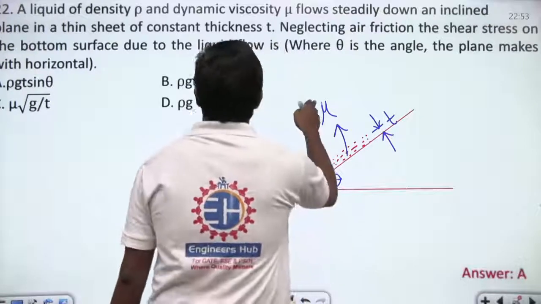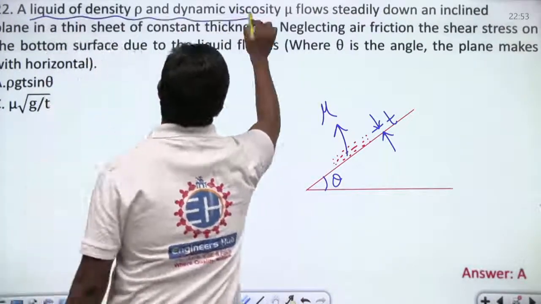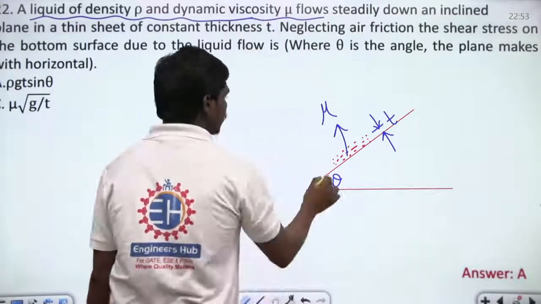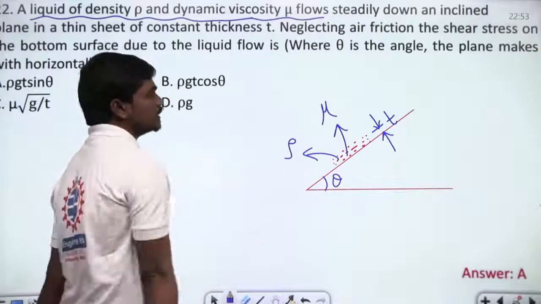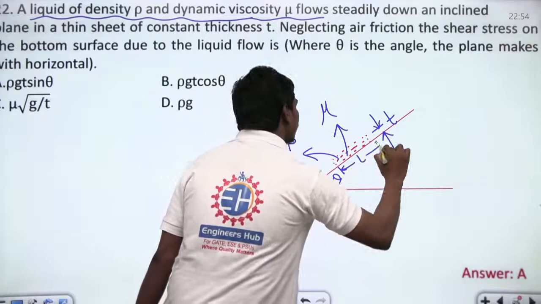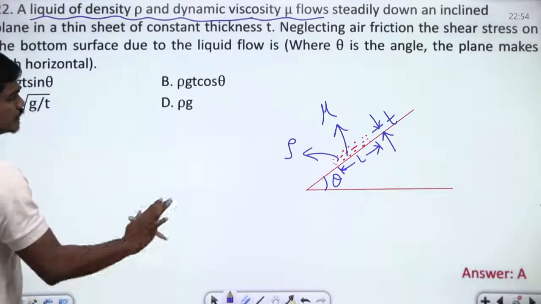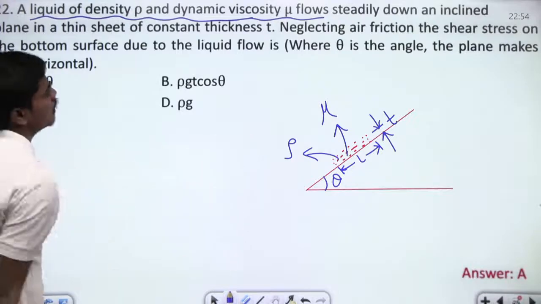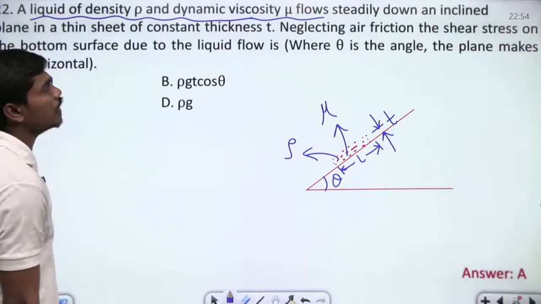So this is theta, this is mu, and this is T, and they have also mentioned a liquid of density rho and dynamic viscosity mu. So the density of this liquid is rho. Okay, and let us suppose the length of the liquid which is flowing is L for the time being. So if the liquid is flowing, then they are asking what is the shear stress acting on the bottom surface due to the liquid flow.